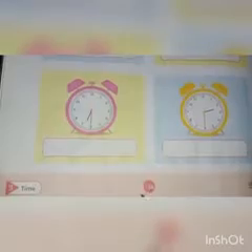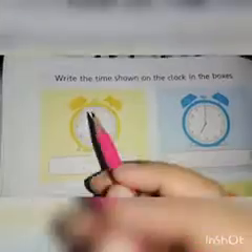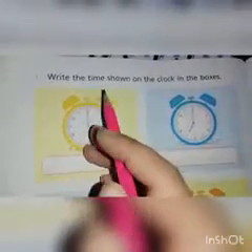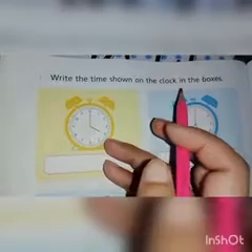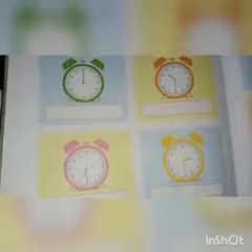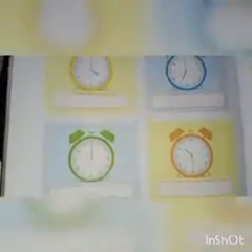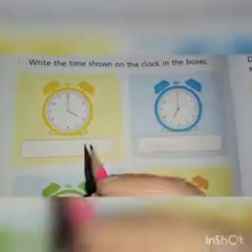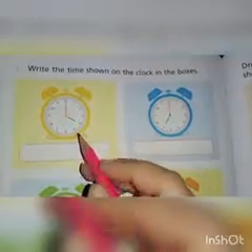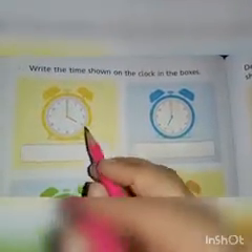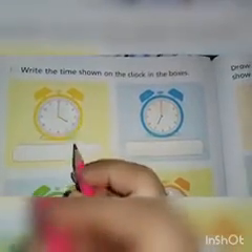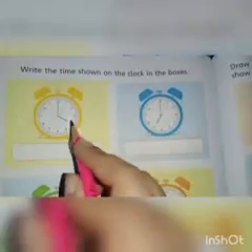Here we have page number 136. And here we have question number 1. The statement is, what is time shown on the clock? In the boxes. Students, here we have some clocks. And we are going to find out what time is it in these clocks. Students, here we have our first clock and at our first clock, two hands are shown on the clock. The hour hand is on 4 and the minutes hand is on 12. So, we can say that the time is 4 o'clock.